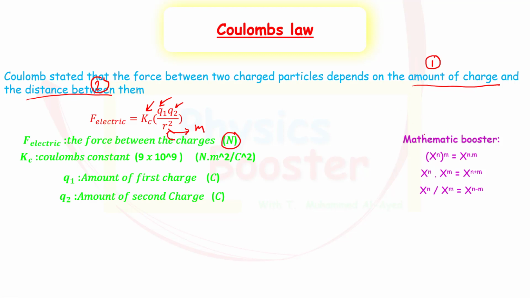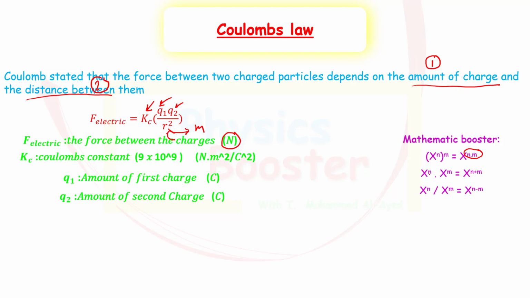Well, before we go to solving some problems, we finished what we want to know about Coulomb's law, so we will start solving some problems. But in order to do that, we must refresh our memory about the relationship between powers. If I have x to the power n and the whole thing is to the power m, we will have x to the power n multiplied by m. So we multiply n by m and it becomes the new power.